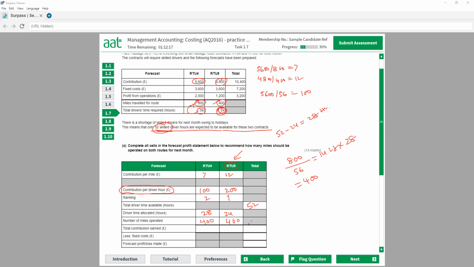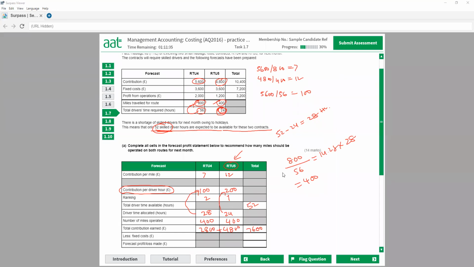Then total contribution earned. Every hour we have a contribution of 100, so for the 28 hours, the total contribution will be 2800. And for this one, every hour the contribution is 200, so for the 24 hours, the contribution will be 4800. That's it. So the total contribution is 2800 plus 4800, that gives me 7600. Then finally, we have some fixed cost. The question said we have a fixed cost.